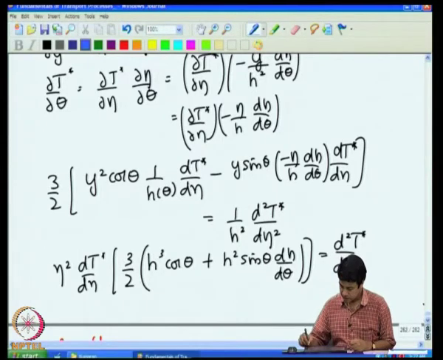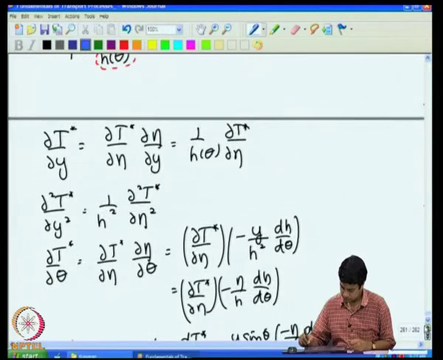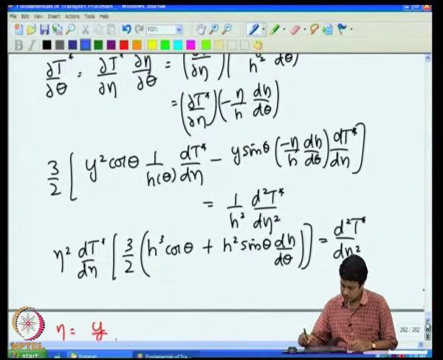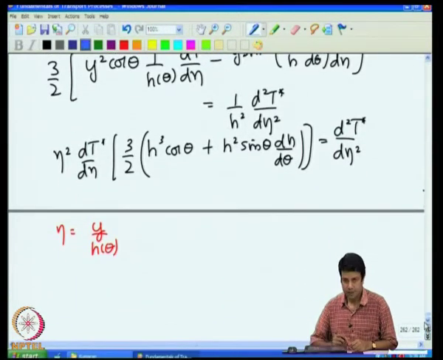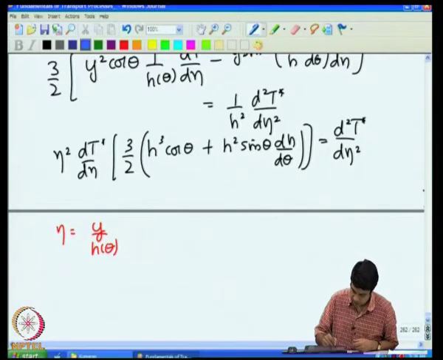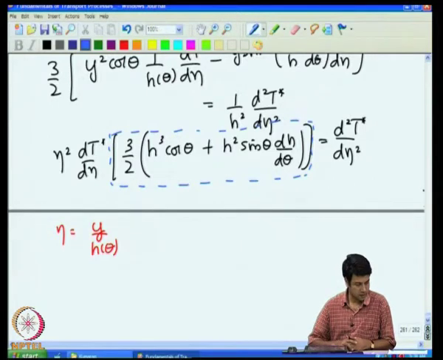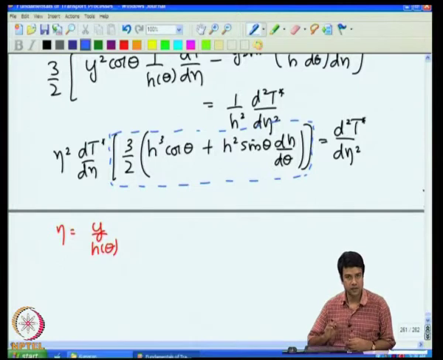Now, this equation admits a similarity solution only if this term here is a constant. If it is not a constant, it does not admit a similarity solution. If this is a constant, then the equation that results is an equation which depends only upon eta. It does not depend individually on y and theta, it depends only upon eta.